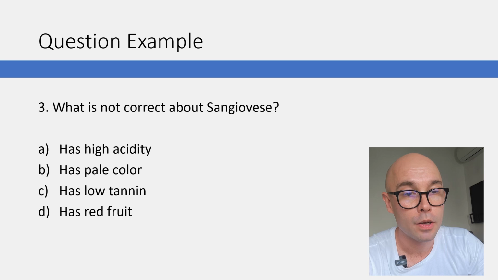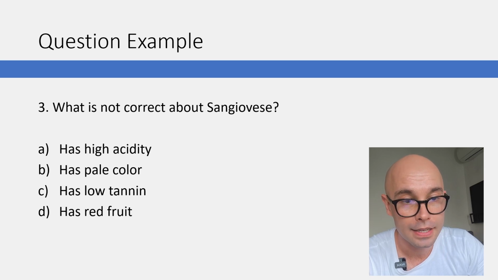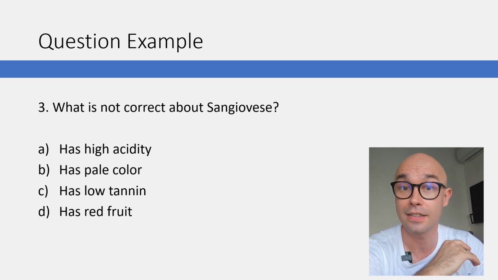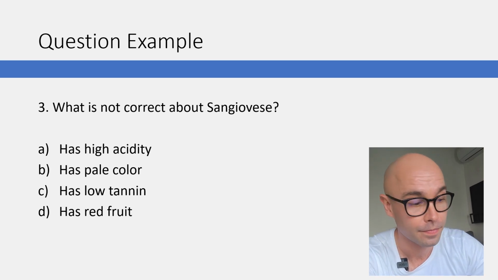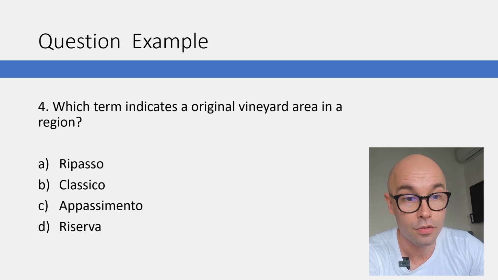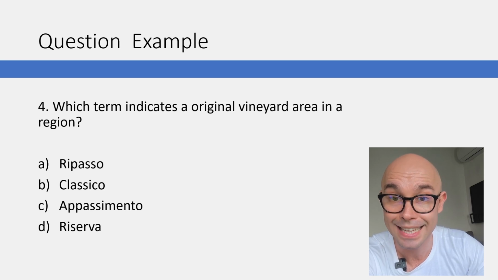What is not correct about Sangiovese? Has high acidity, has pale color, has low tannin, has red fruit. The correct answer is C, low tannin. So this is not correct. Sangiovese is high in tannin. Which term indicates original vineyard area in a region? Ripasso, Classico, Appassimento, Riserva. The correct answer is B, Classico.